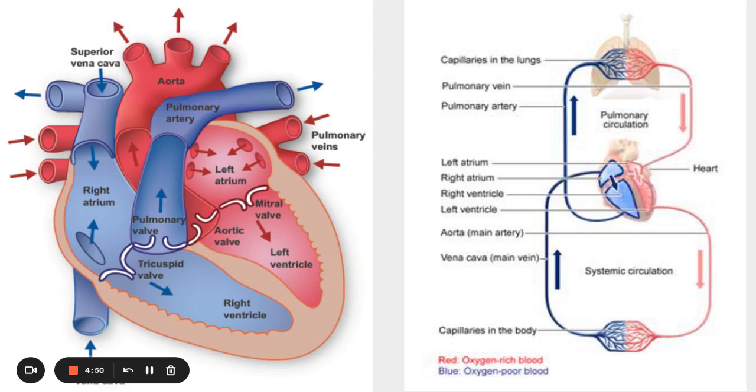So it comes into the right atrium, deoxygenated, goes into the right ventricle. The ventricles are bigger chambers. They're the chambers that when they contract, they pump the blood out. So this blood is low in oxygen. Where do you think it needs to go to then?